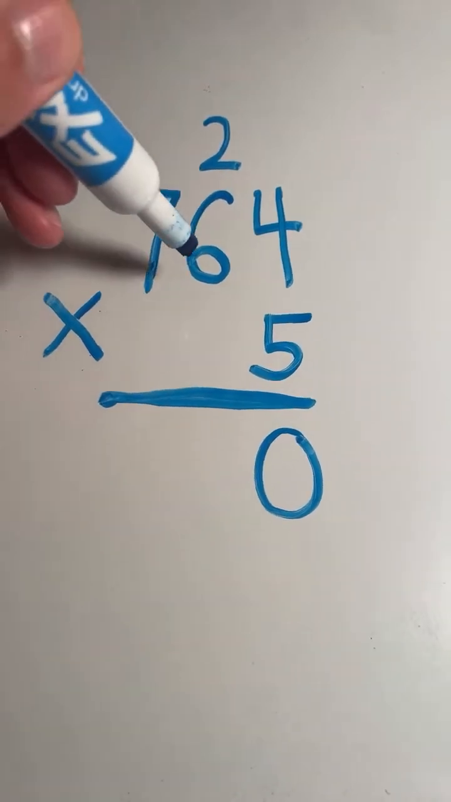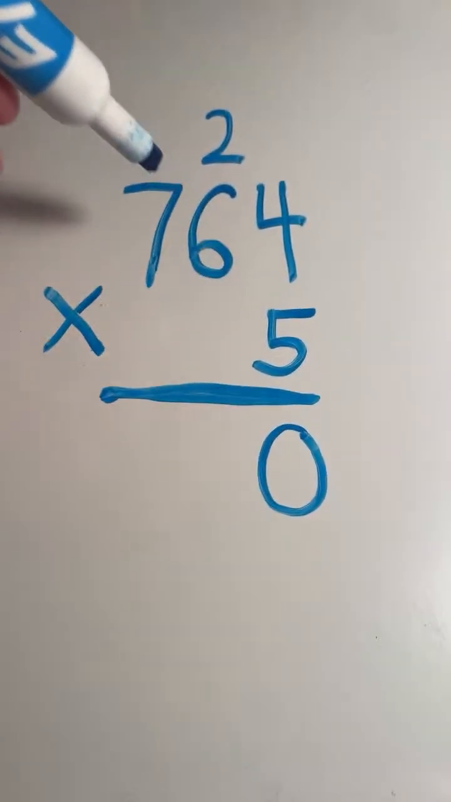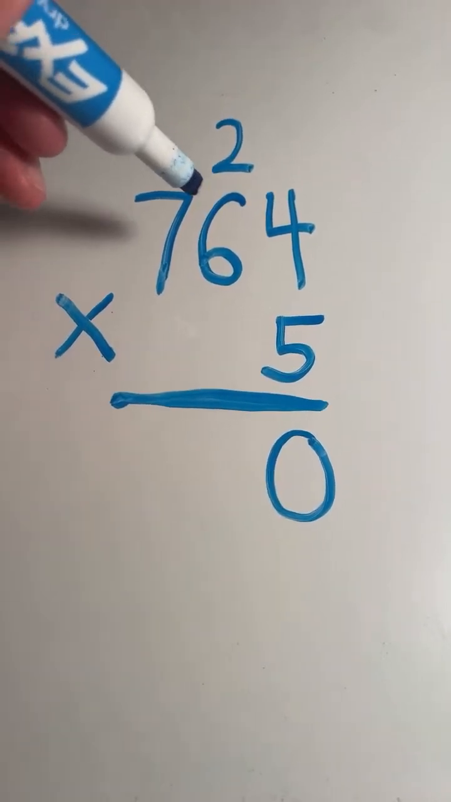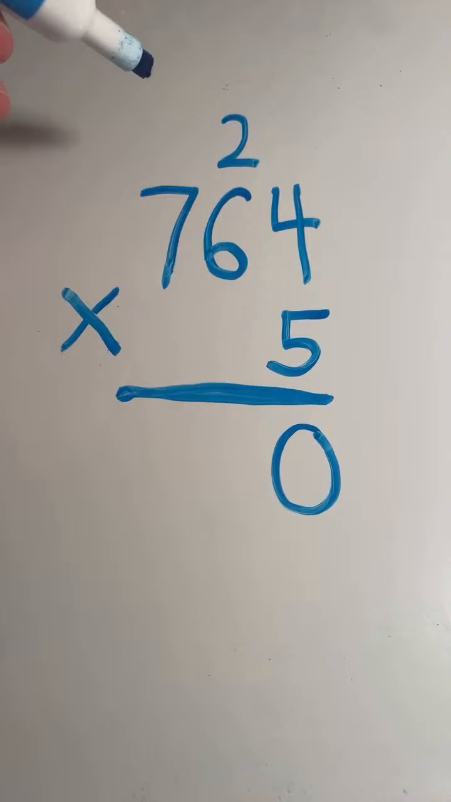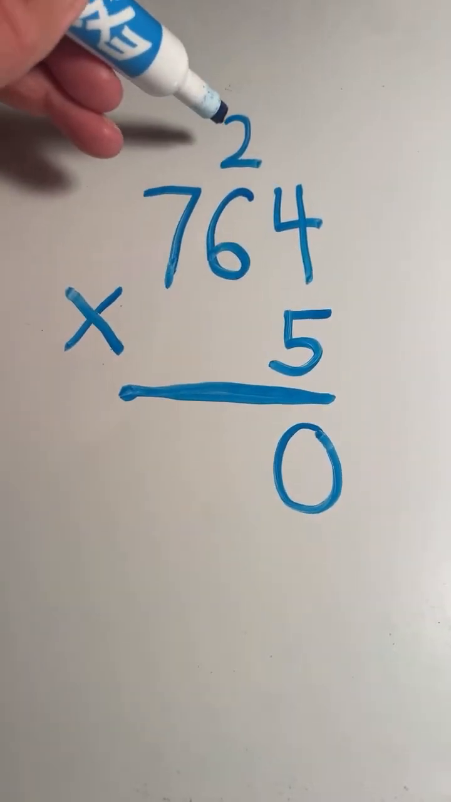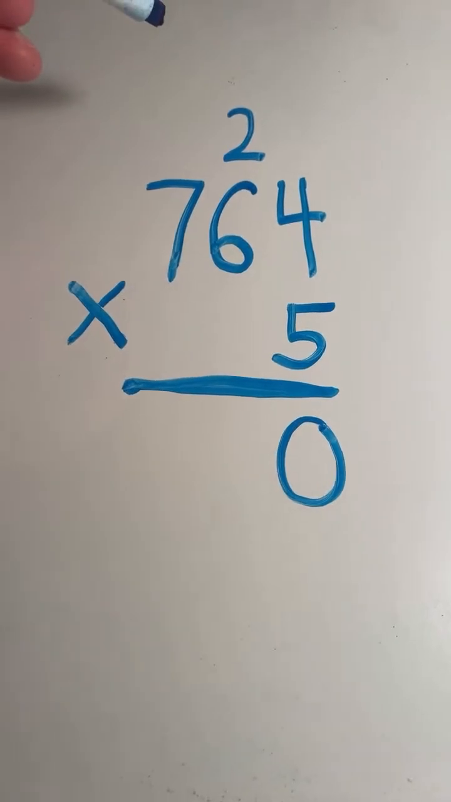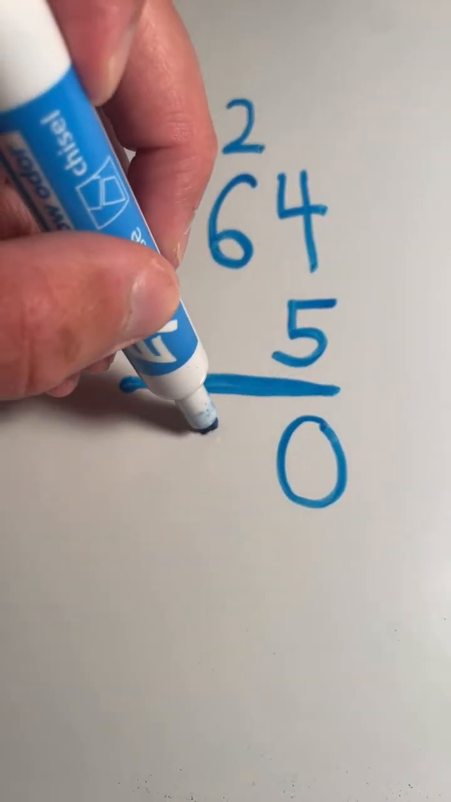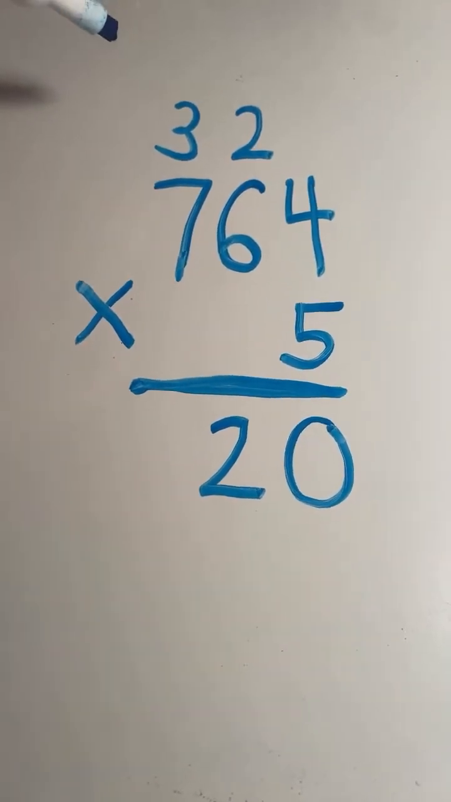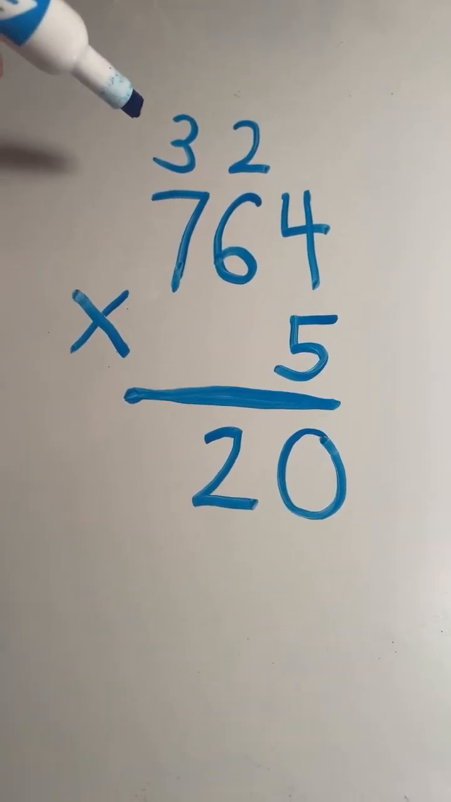Next, we are going to multiply 6 times 5. And then we have to add the 2 that we carried over. So 6 times 5 equals 30. 30 plus 2 equals 32. Again, we have to regroup. So the 2 in 32 goes in the tens place. The 3 in 32 gets carried over to the hundreds place.